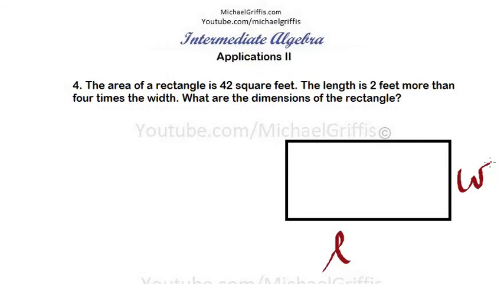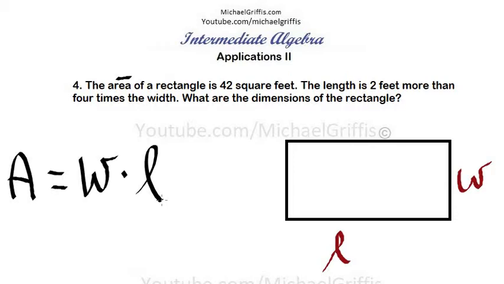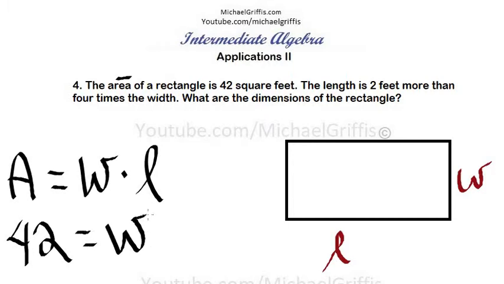Anyway. Alright, so let's write our equations out, because that's what we need to do. So we're talking about area here, the area of a rectangle. So in other words, the area is going to be equal to the width times the length. Okay, so that's our area. Now, let's read what it says here. The area is 42 square feet. So we know that 42 is going to be W times L.